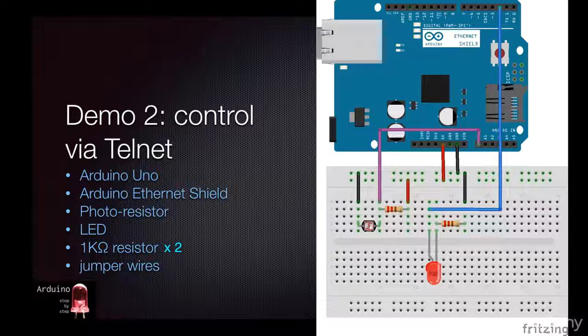You'll need the Arduino Uno, the Arduino Ethernet shield, a photoresistor, an LED, a 1 kilo ohm resistor, and a bunch of jumper wires.